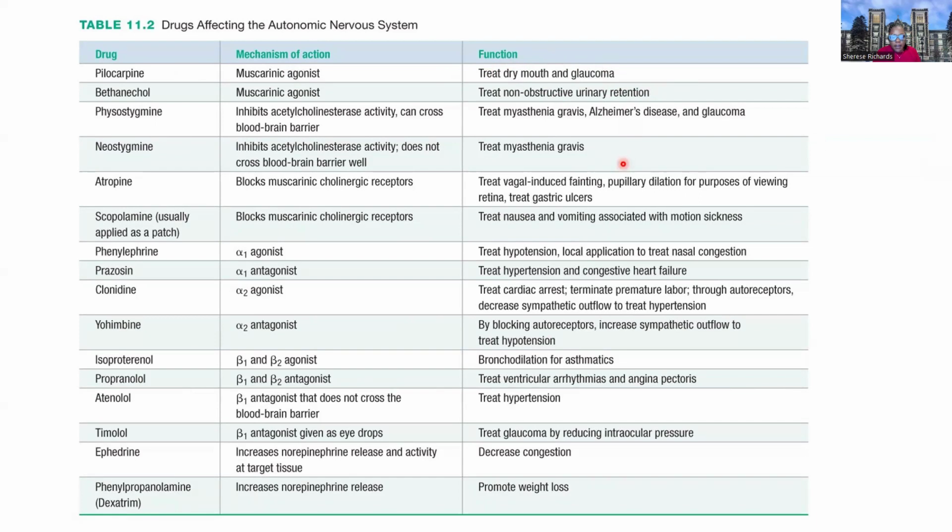So these are just many of the drugs that have an effect on the autonomic system. Some are agonists that help to mimic that response. Some are antagonists that help to block that response. And so I don't want you to memorize this, but do understand the practical and clinical application of these receptors.